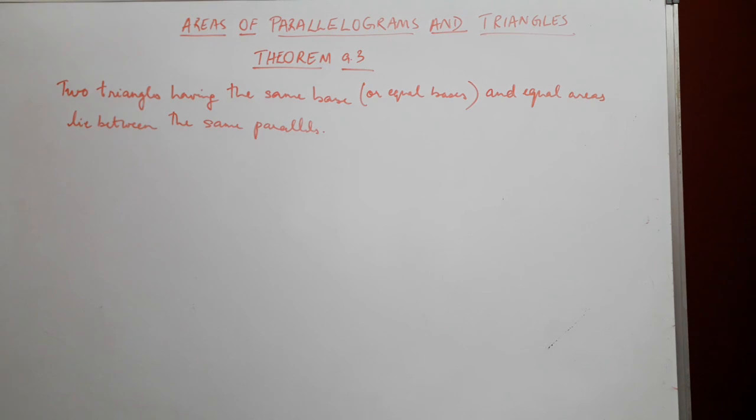Okay, and if we get a situation or a problem where two triangles share a common base, and we are given that the areas of the two triangles are equal, then we can easily conclude from that that the two triangles should also lie between the same parallel lines. That is what 9.3 says. We won't be proving theorem 9.3, but we will take this knowledge and apply it in the problems that we will be solving in the coming videos.